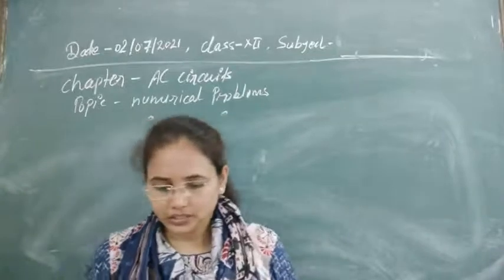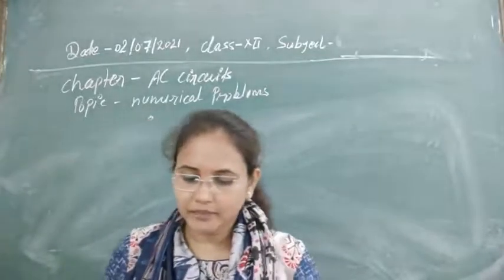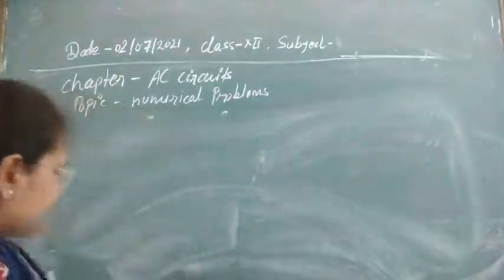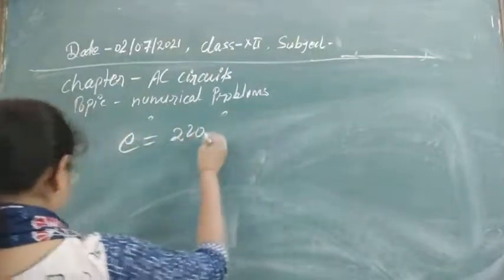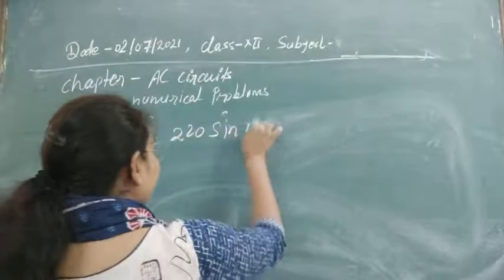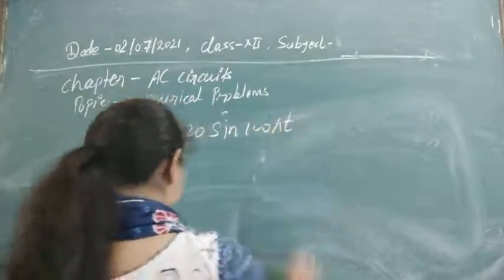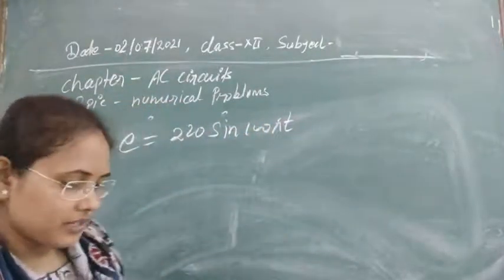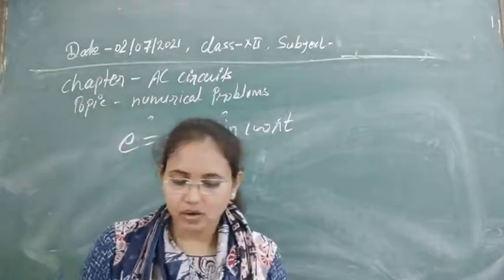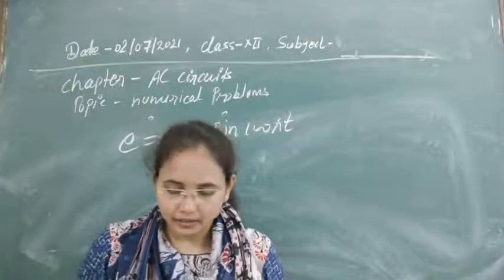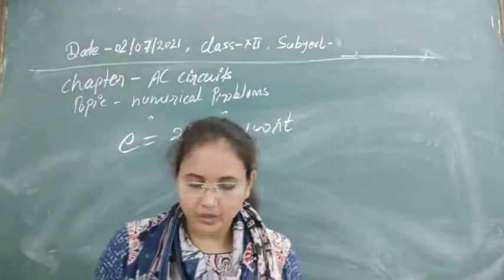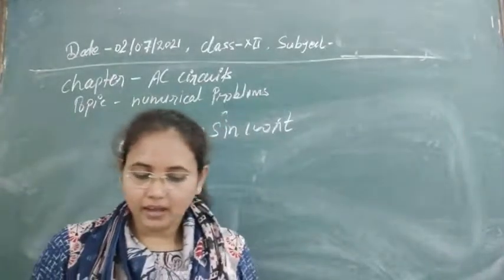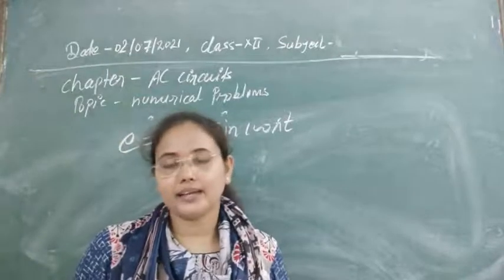The first question is here: an alternating EMF, and the instantaneous EMF is given to us. It is given by E is equal to 220 sine 100 pi t. This is applied to a circuit containing an inductance of 1 by pi Henry. Write an equation for the instantaneous current in the circuit. What will be the reading of an AC ammeter if it is connected in the circuit?